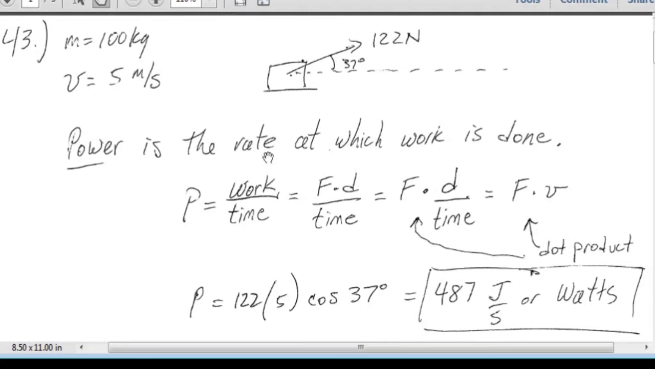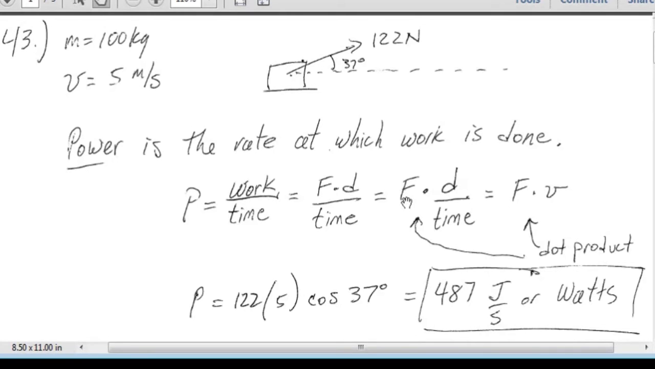Okay, so the rate at which work is done we know is power. Power is the amount of work divided by the amount of time it takes. And we know that work, for a constant force, is force times distance, or we take the dot product of the magnitude of the force, 122, times the distance, times the cosine of the angle between them. But before I do that, first I'm going to recognize that distance over time is velocity.